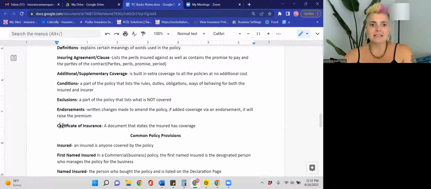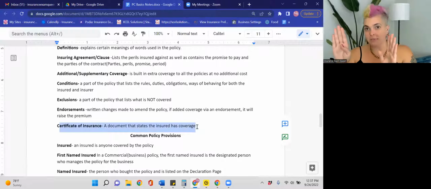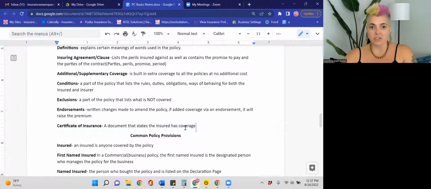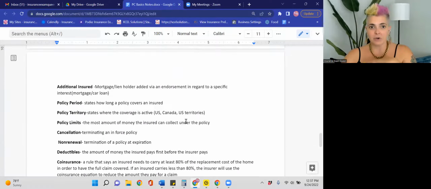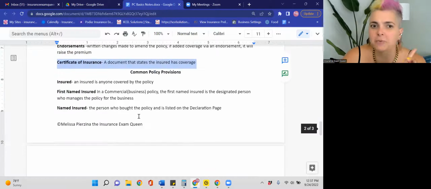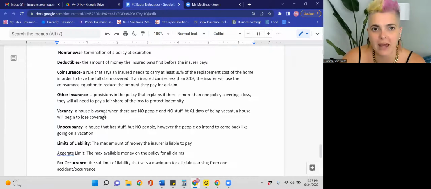Now, the last part, this isn't technically part of the policy. It's kind of like a separate document. But a certificate of coverage basically is just a document that states that you have coverage. Or even like a binder. A binder is just like, hey, you just bought car insurance, you have coverage. So a certificate of insurance is just a document that states that you have coverage. Okay. All right, I think we talked about everything up here. Okay, so I know we're running a little bit over the time that we had, but we're almost done with this section.